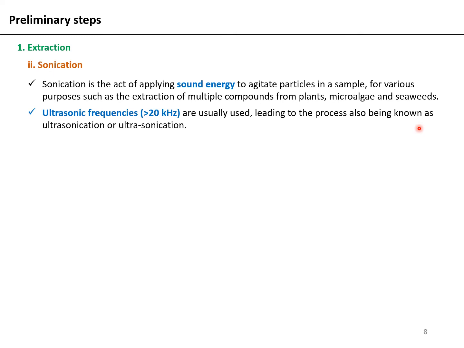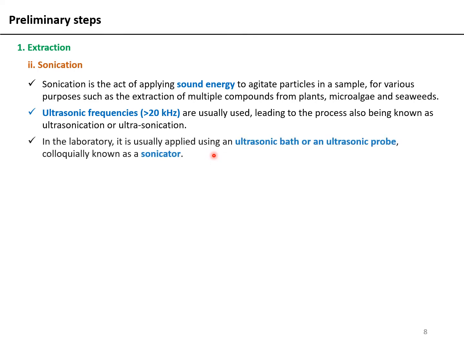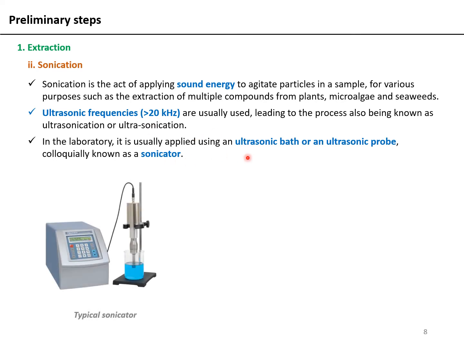Ultrasonic frequencies of more than 20 kilohertz are usually used, leading to the process also being known as ultrasonication, or ultra-sonication with a hyphen in the middle. In the laboratory, it is usually applied using an ultrasonic bath or an ultrasonic probe, which is commonly referred to as the sonicator. So this is what a typical sonicator looks like.